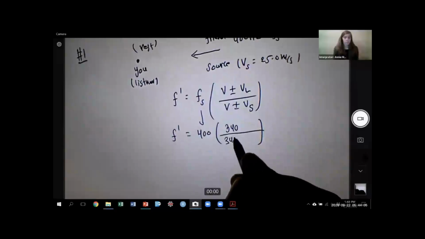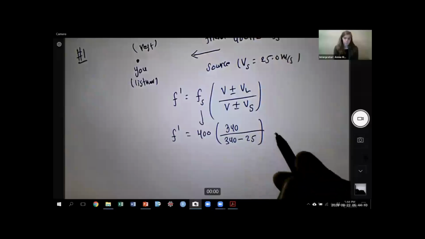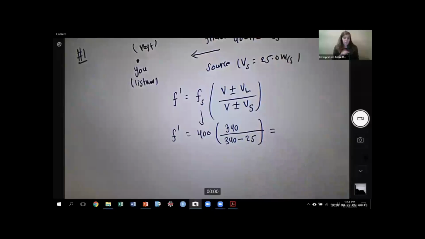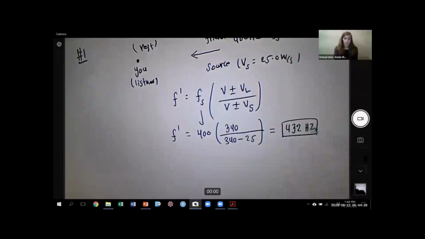So it's 340 minus 25, since it's approaching at 25 meters per second. So do that calculation: 400 times 340 divided by 315. Okay, so it's 432 hertz. So you'll hear that sound as 432. Even if the original frequency is 400, you will hear it as 432. The apparent frequency increases, as expected. That's part A.